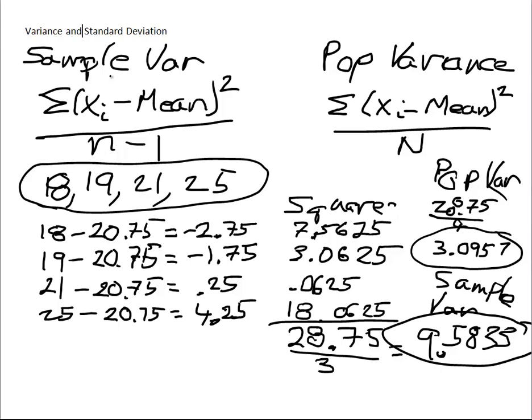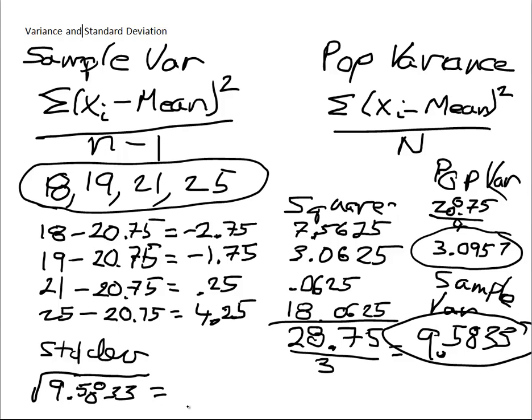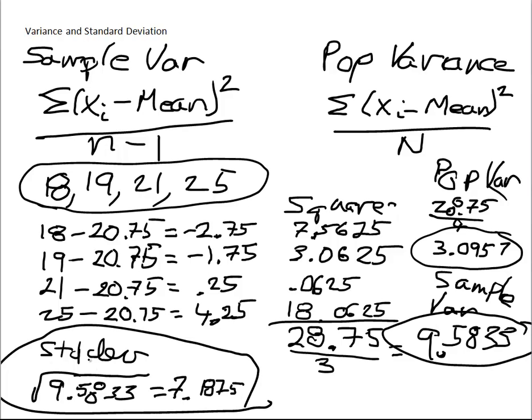Now, how do I turn those into standard deviations? Well, standard deviation just means you take the square root. So standard deviation. I take the square root of 9.583. I guess I better take that a little bit longer. And I get, what do I get? 3.0957. And there's my standard deviation, just the square root of it.